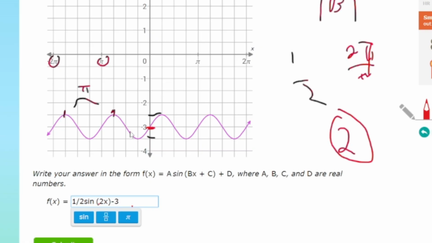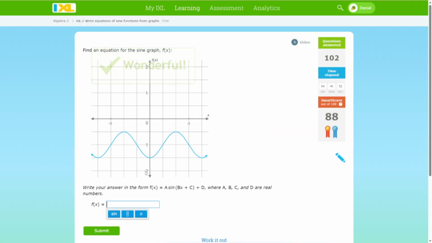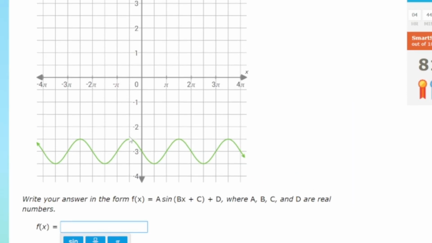So you put -3. There isn't a phase shift because it starts perfectly here. And that's all you do. Okay, let's try this one. We have another small one, I guess. Practically, it's 1/2 because our amplitude is 1/2.